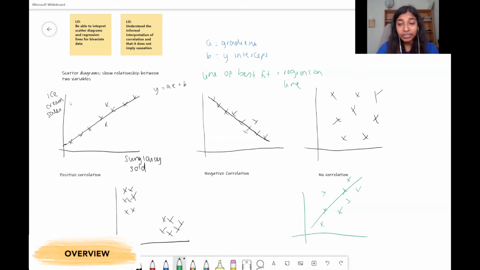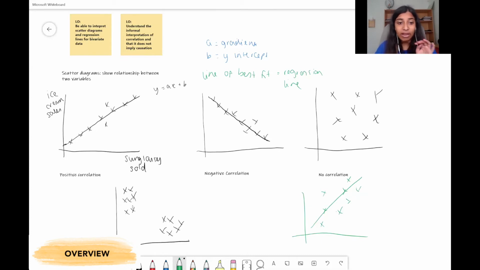So that's what a negative correlation is. Next, we have no correlation, and this is you can't have any line of best fit through your scatter diagram. There is like no correlation that you can see in your diagram. So that's what no correlation is. Next, so that's all the three types of correlations, and what your line of best fit would look like, and how you can interpret your A and B from your regression line.